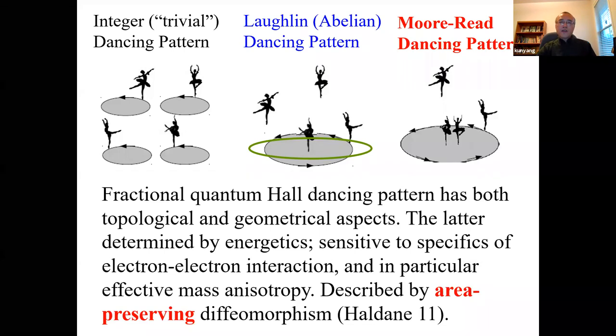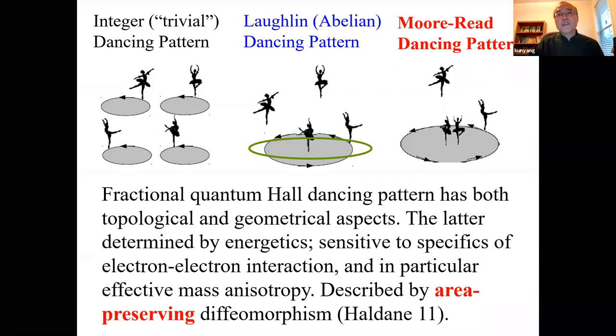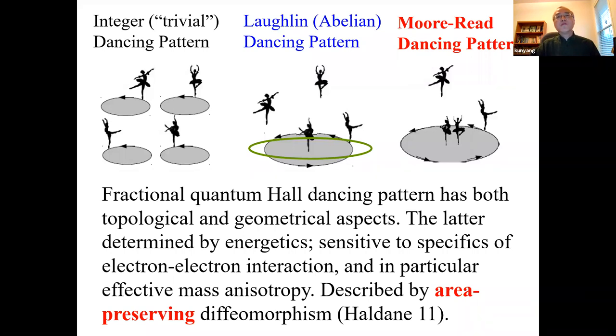So this was actually pointed out by Haldane, not necessarily in these words. And his point is that the fractional quantum Hall dancing pattern has both topological and geometrical aspects. The latter is actually determined by energetics. For example, you may be wondering why you want to distort this circle to an ellipse. Well, I can imagine, for example, you have an anisotropic Coulomb interaction, which let's say is stronger in the horizontal direction than the vertical direction. In that case, you would prefer to stay away from each other even further along the X direction than the Y direction. And this distortion would accommodate that.